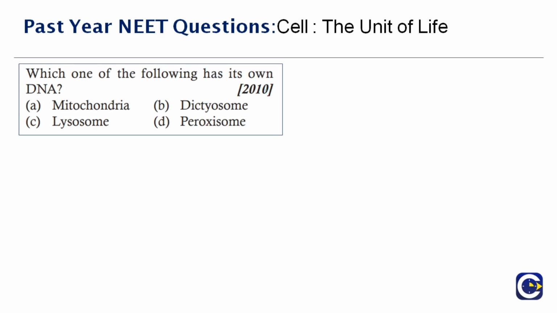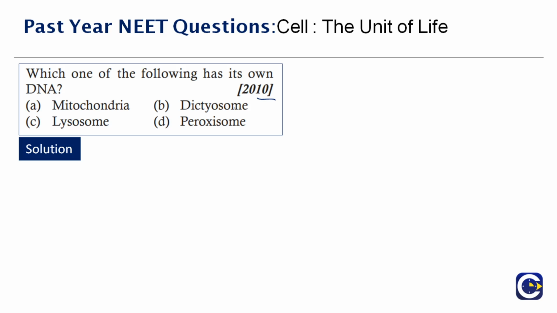Now let's move to the next question. This question was asked in the year 2010. Let's read it: Which one of the following has its own DNA? I think this is an easy question for you to identify. Can anybody guess? Out of the four here, lysosome, no, it doesn't have its own DNA. And peroxisome, it's an endomembrane organelle, and of course that too does not have a DNA of its own.